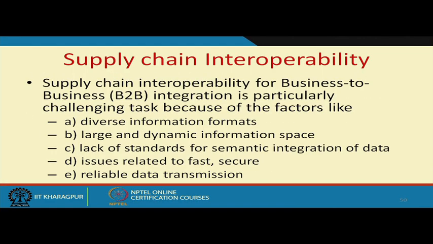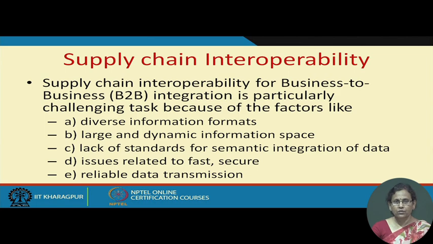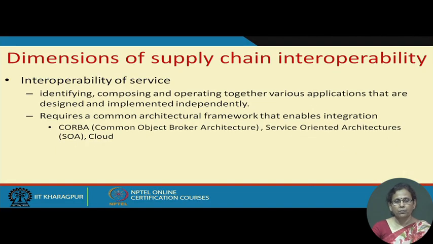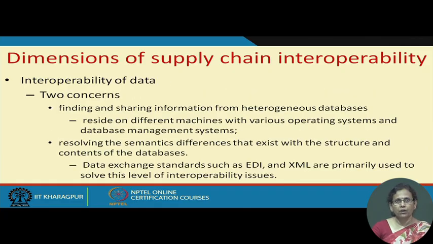Then we also saw why it is difficult to achieve interoperability, and now we are going to see what the basic concerns about interoperability are. The two major dimensions that are important for interoperability are interoperability of data and interoperability of service. Now, coming to interoperability of data, two major issues come in. The first one is finding and sharing information from heterogeneous databases.